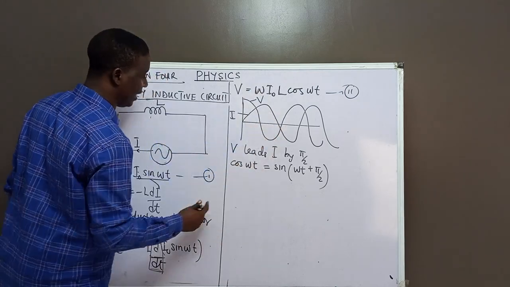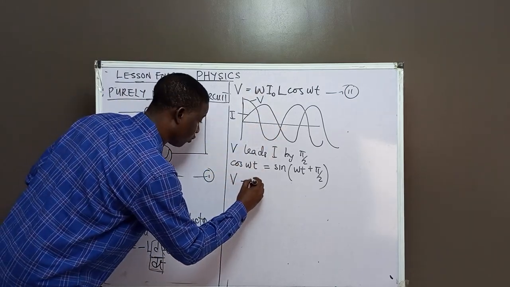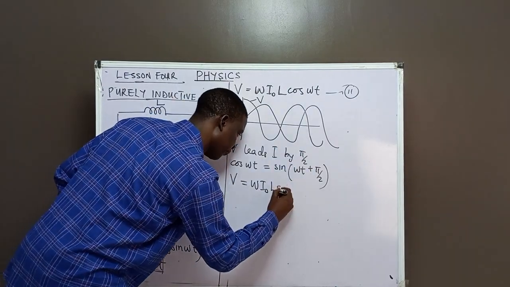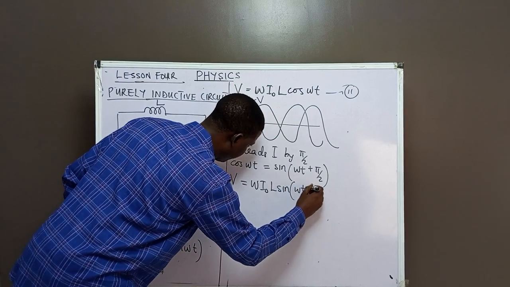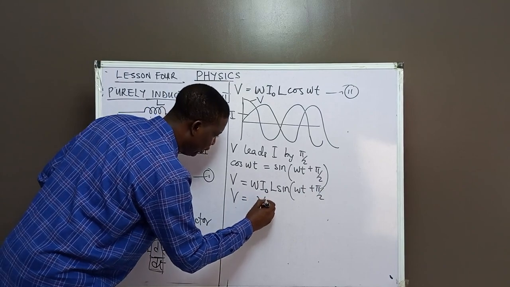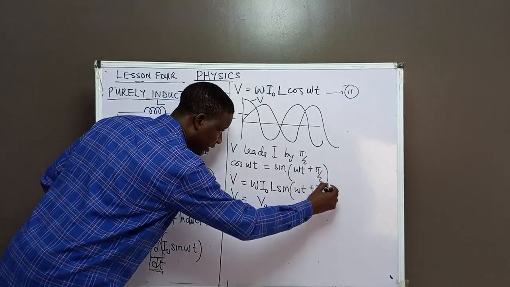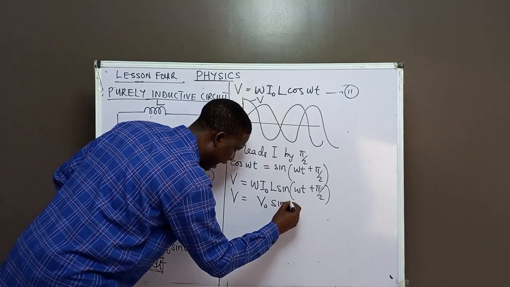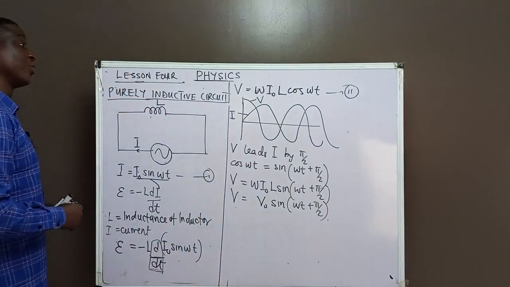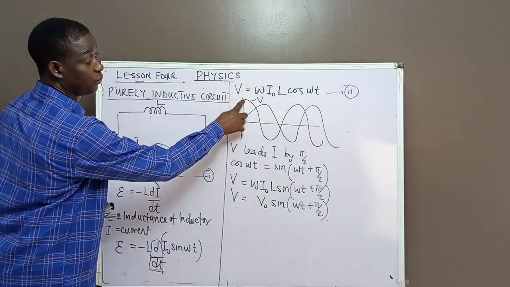Then let us now compare it. We have V equal to omega I naught L sine of omega t plus pi over 2. Meaning that V is also equal to V naught, according to our formula given to us in lesson 1, sine of omega t plus pi over 2. Now, because there is a leading factor here, it didn't start from the origin.